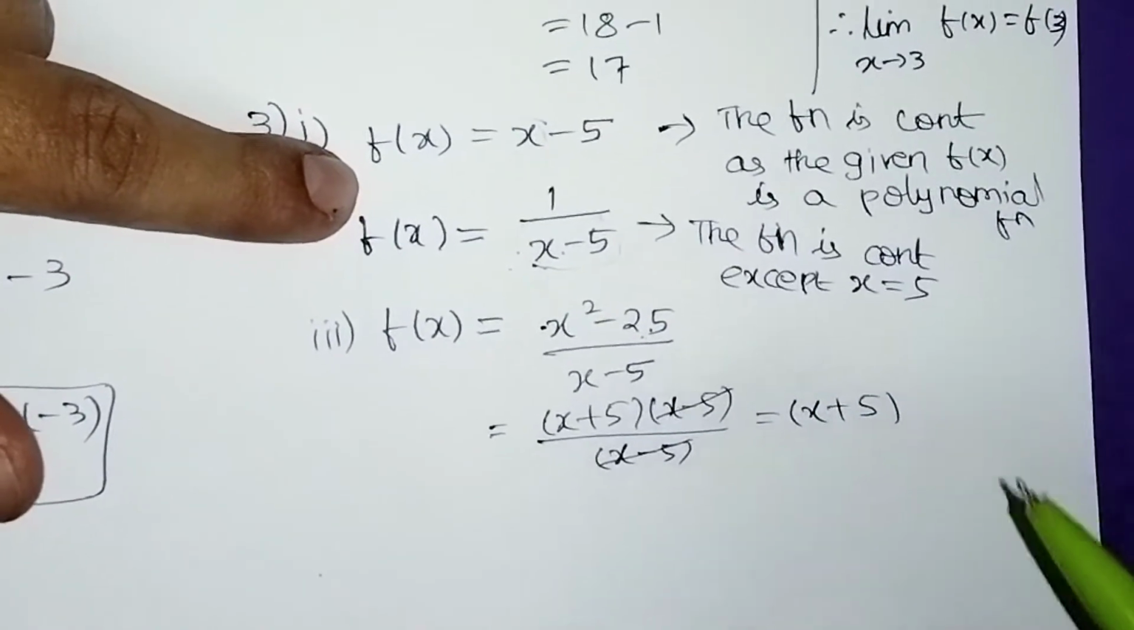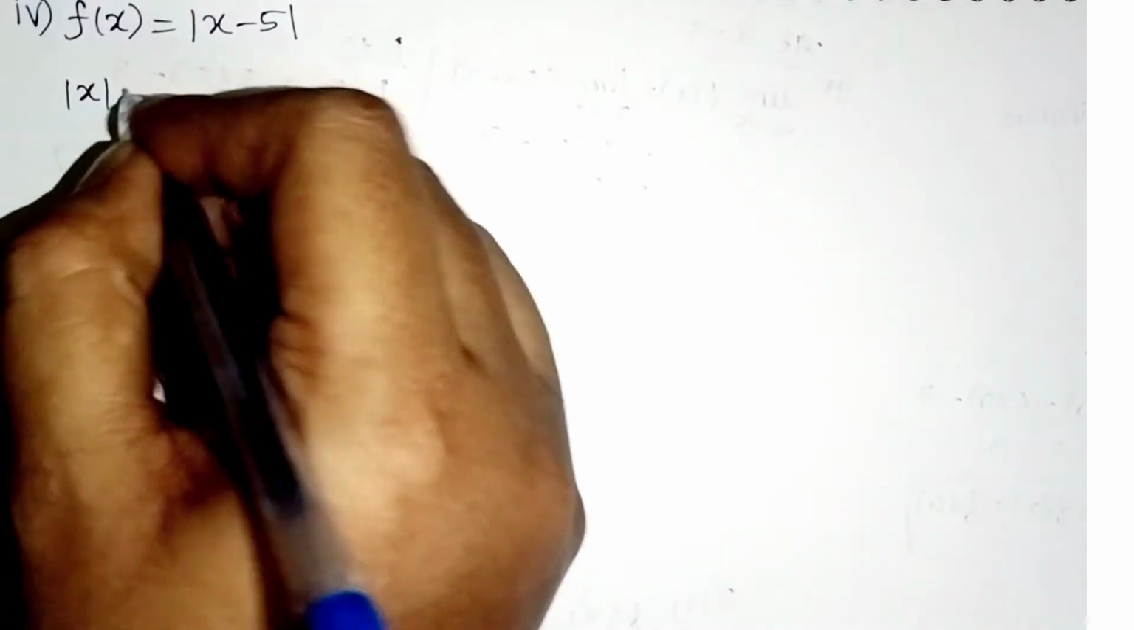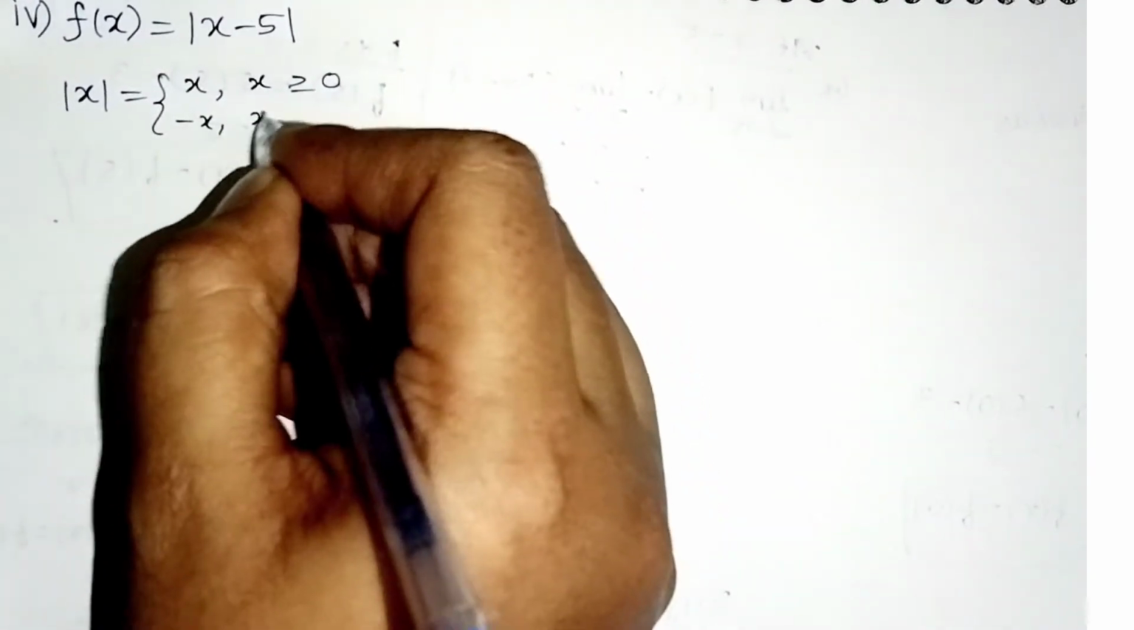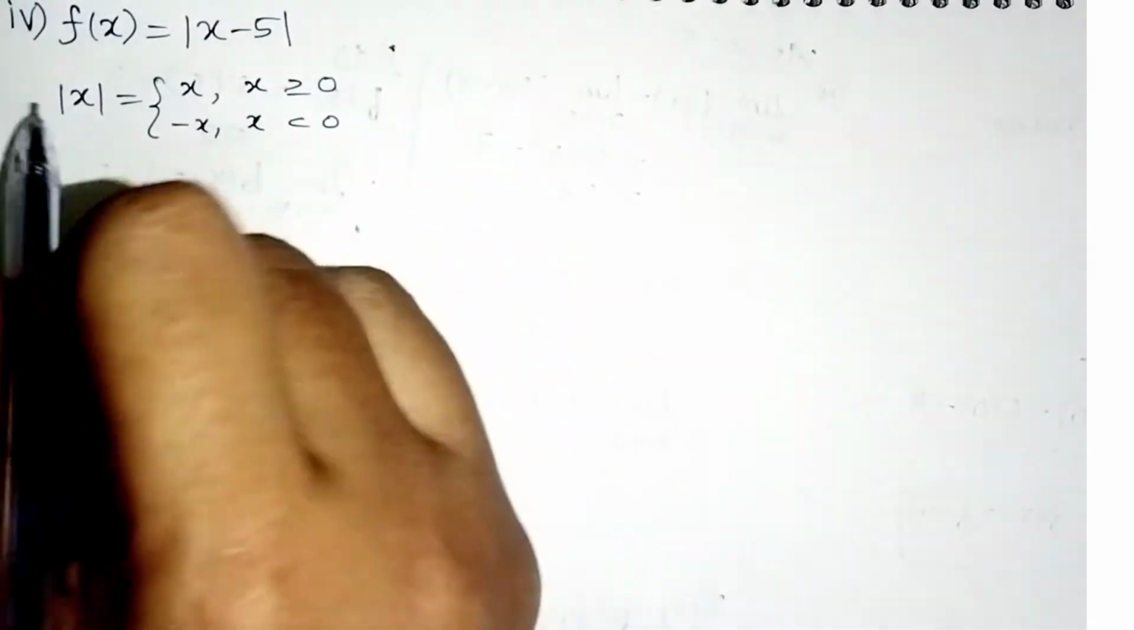And for the fifth subdivision, what we need to do is, you would have learned what is the modulus function in class 11 itself, isn't it? So we know the general definition. Modulus x is x when x is greater than or equal to 0, minus x when x is less than 0. This is for the general modulus x.